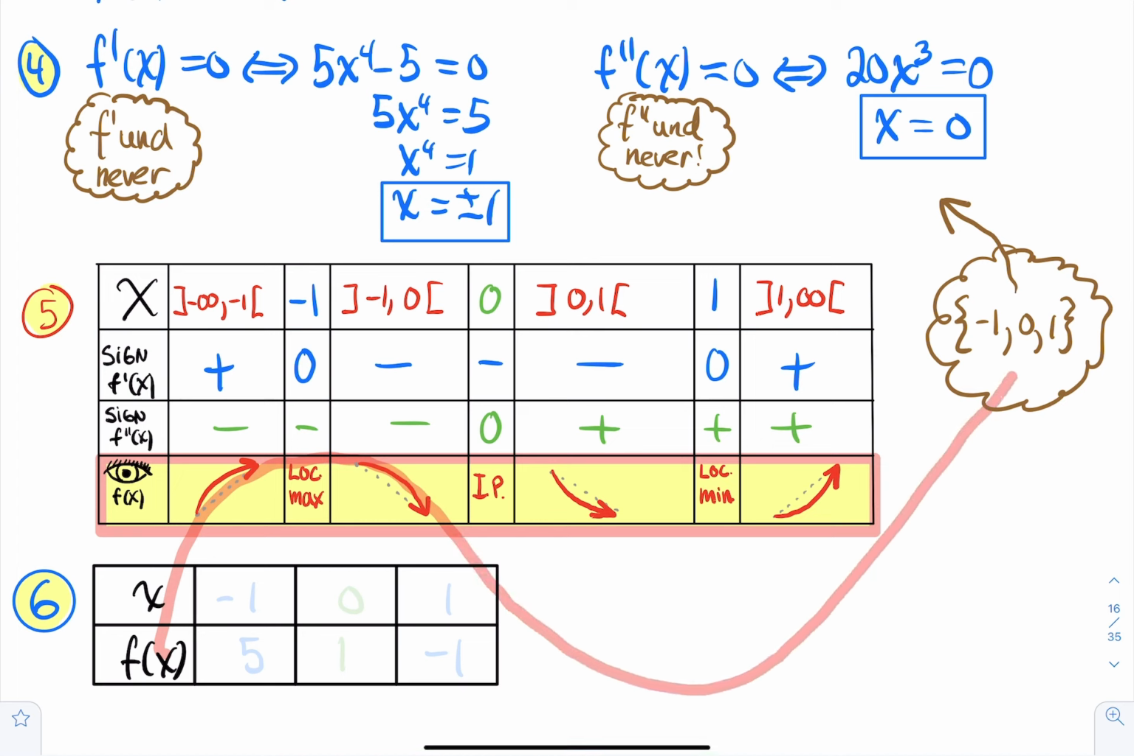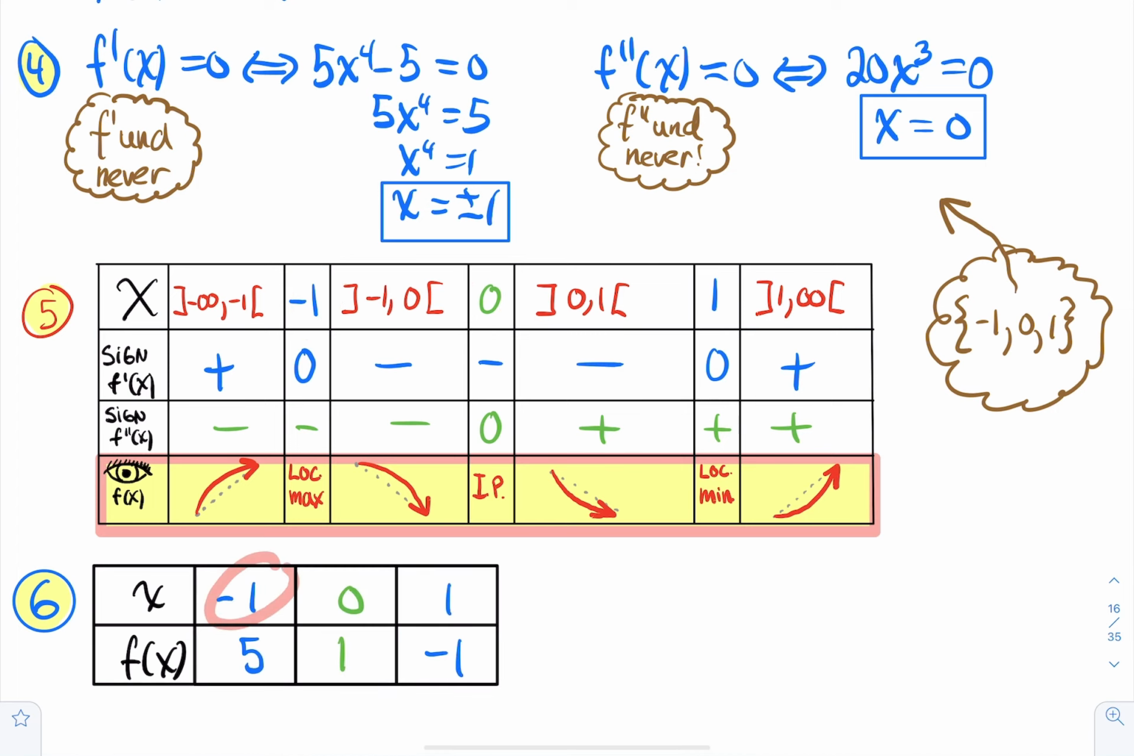Okay, so now we're almost ready to graph it. So the only thing you have to do here, you pick all 3 important points. So here, -1, 0, and 1. And what you do, you just compute the output. So here, I'm just going to give it to you. At -1, if you compute the output, you're going to get 5. At 0, you're going to get 1. And at 1, you're going to get -1.